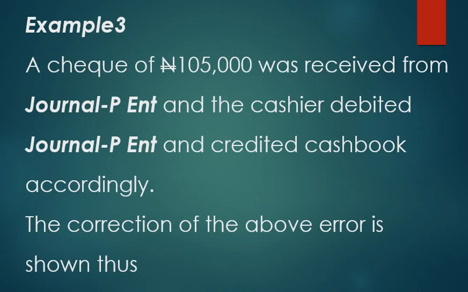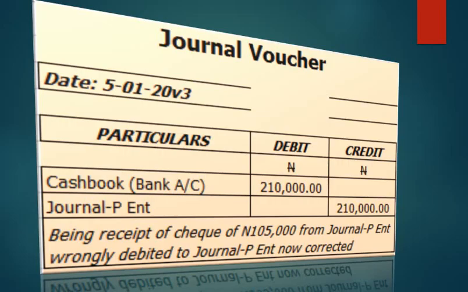Another example. A check of 105,000 naira was received from Journal2 Enterprises, and the cashier debited Journal2 Enterprises and credited cash book accordingly. The correction of the above error is shown thus. Now, this is slightly different from the previous transaction. Cash book was credited instead of debited.